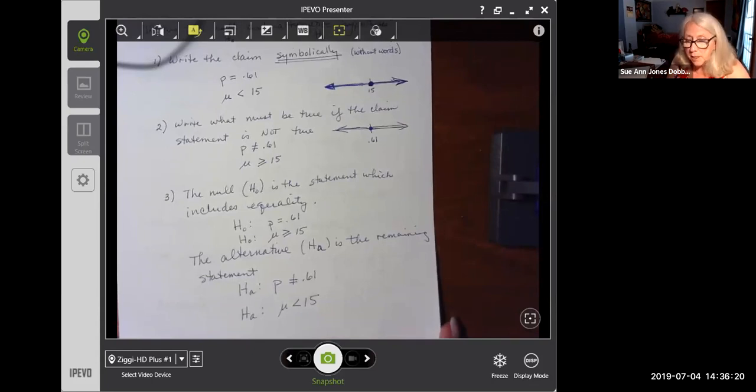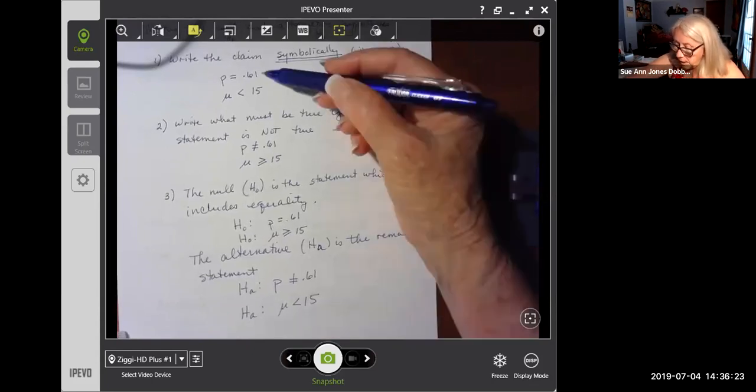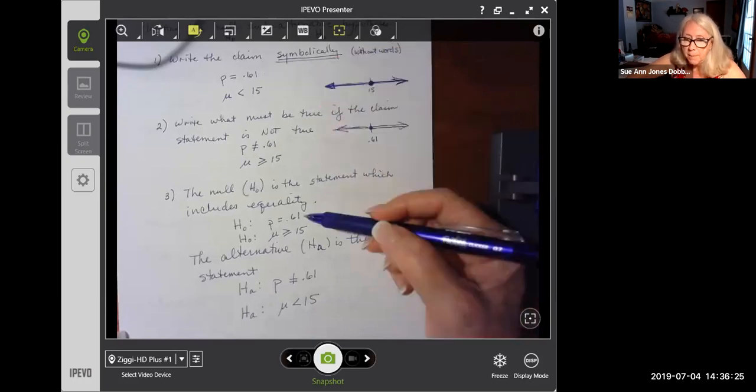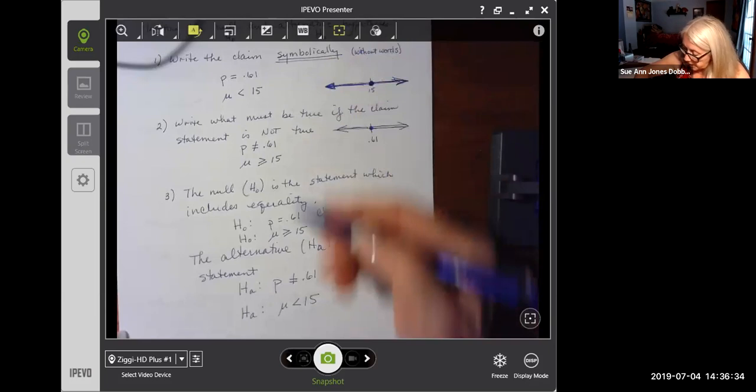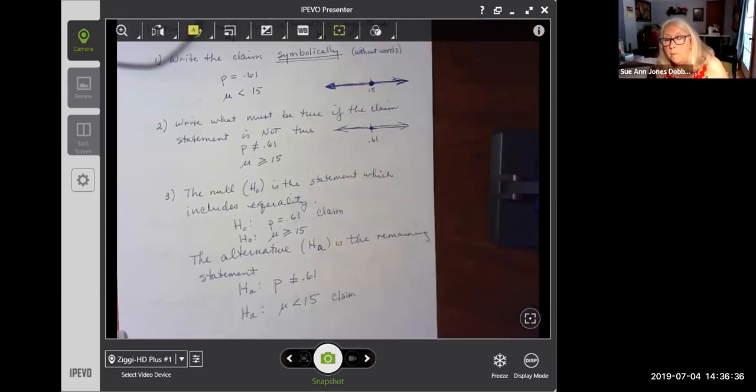So notice that in this first case, the claim became the null hypothesis, right? And in the second case, the claim became the alternative hypothesis. So making the assumption that the claim always shows up in the null is not true. And you need to learn this little stepwise procedure so that you always get the null and the alternative hypothesis written correctly. If you don't do that, you will in fact make mistakes down the road.